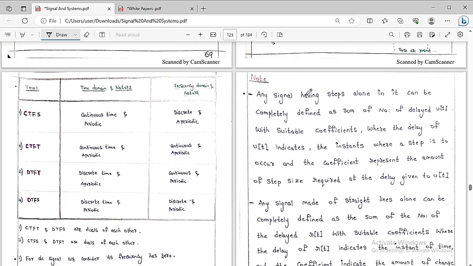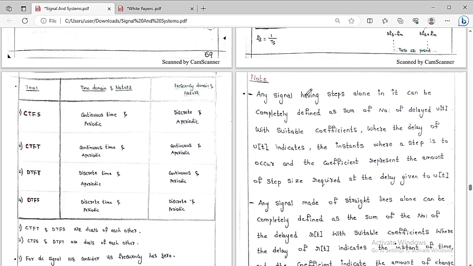Now, we are going to discuss some important points in signals and systems in a very detailed manner. The first point is, any signal having steps alone in it can be completely defined as a sum of a number of delayed u of t with suitable coefficients, where the delay of the u of t indicates the instant where a step is to occur, and the coefficient represents the amount of step size required at the delay given to u of t.